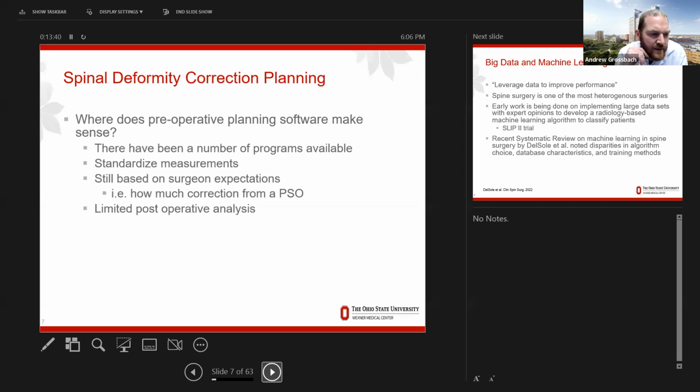We're also kind of limited by our post-operative analysis. So a lot of the papers that are out there looking at adult spinal deformity correction look at your preoperative parameters and what you get post-op. And they're better, sagittal balance is better, PI-LL mismatch is better, but did you actually achieve what you're trying to achieve?